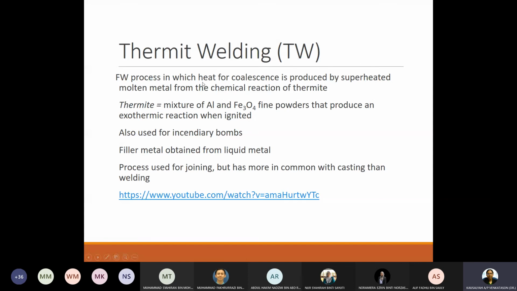It's a fusion welding process in which heat for coalescence is produced by superheated molten metal from the chemical reaction of thermit. Thermite is a mixture of aluminium and ferrous oxide.